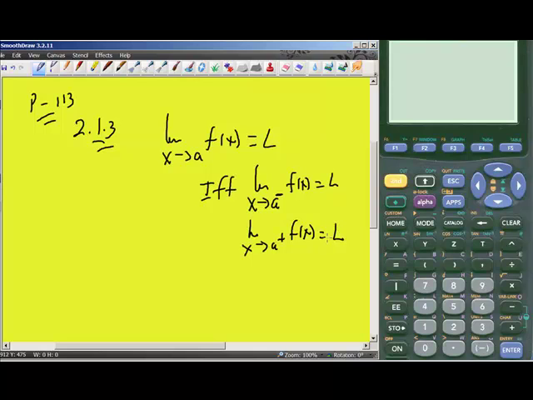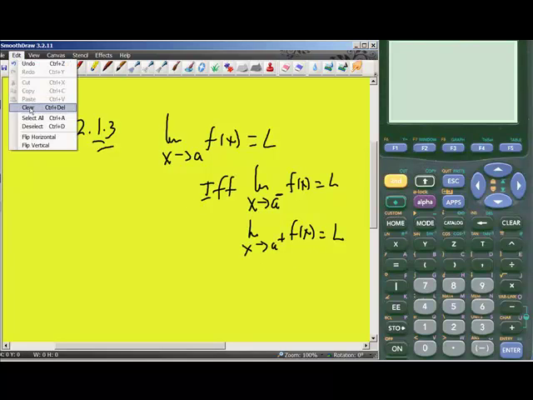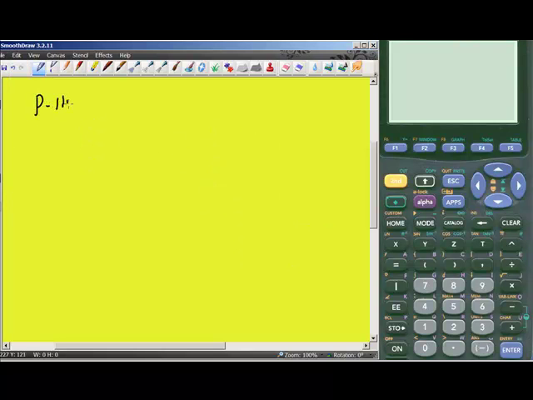And in example 4, they give you some pictures on page 113 where the limit does not exist because from the left and right hand sides it goes to different places. I want to skip to page 114. On page 114, they give us a graph that looks like this, with an open circle here. They tell us this is your f of x function, and a is right there. They ask: does the limit exist?